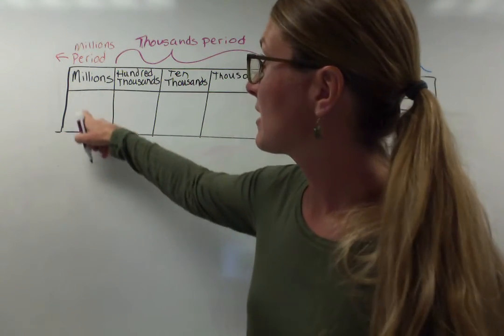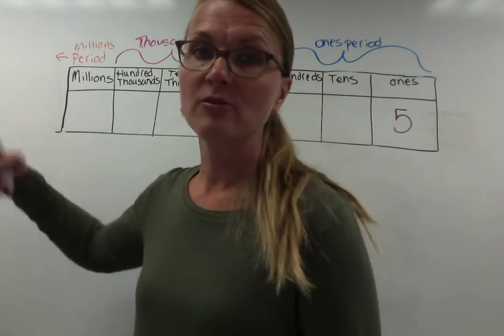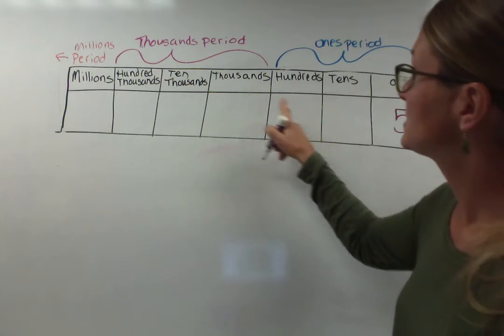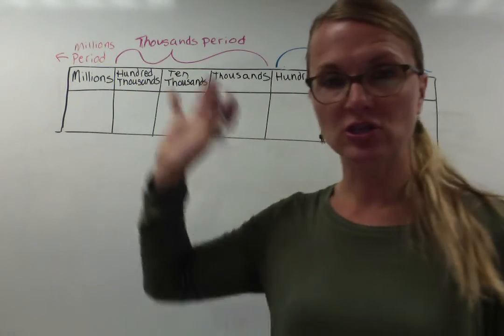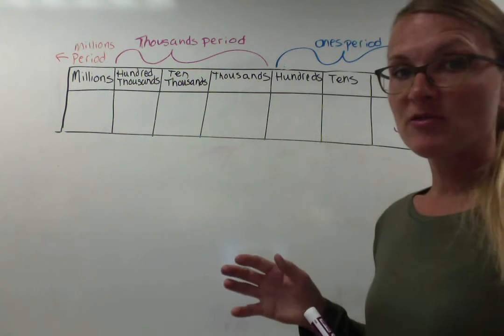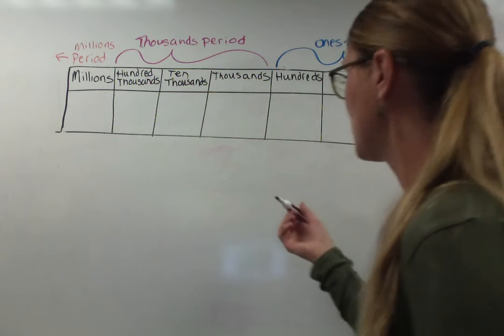You would start with millions, so that would be 1 million, and then you would have 10 millions and 100 millions. Those patterns keep going over and over again: ones, tens, hundreds, ones, tens, hundreds, ones, tens, hundreds. Those patterns just go on and on forever. So today we're going to talk about the difference between value and place value.